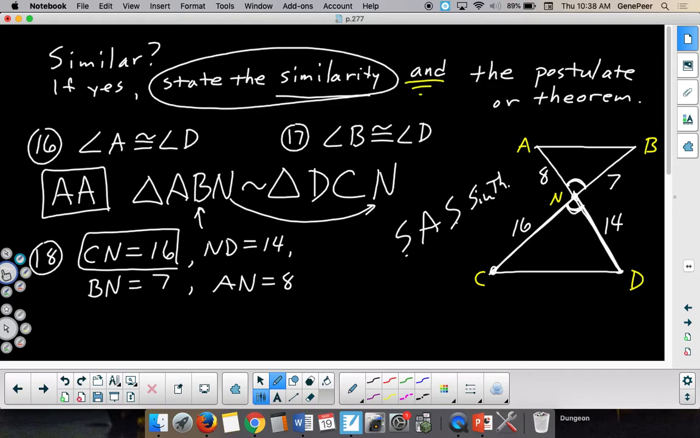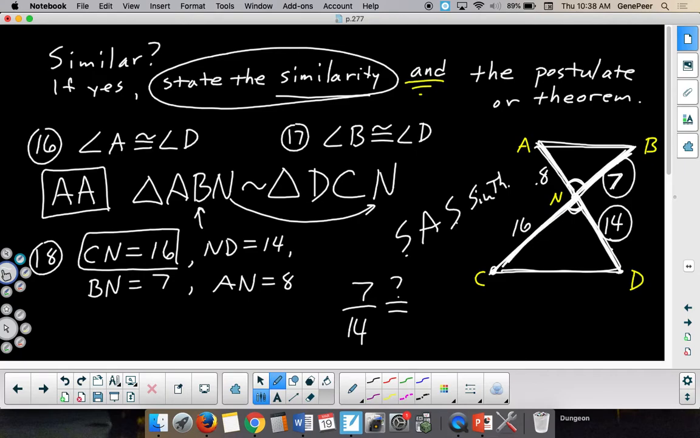So to test that out, we're going to match up in the top triangle the smaller side, 7, not 8, with the smaller side here, which is 14. So we'll write 7 over 14. We're asking if that's equal to, then we match up the big side here, 8, with the big side here, which is 16. Well, is 7 over 14 the same thing as 8 over 16?